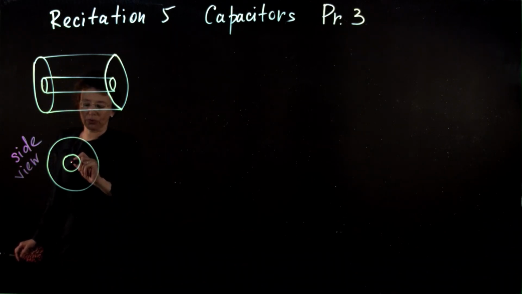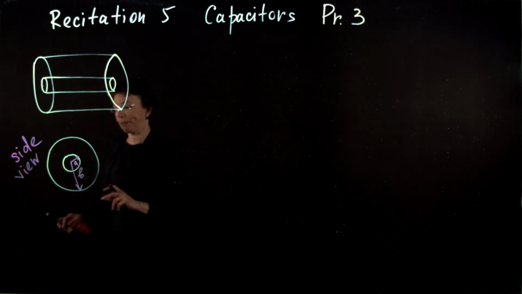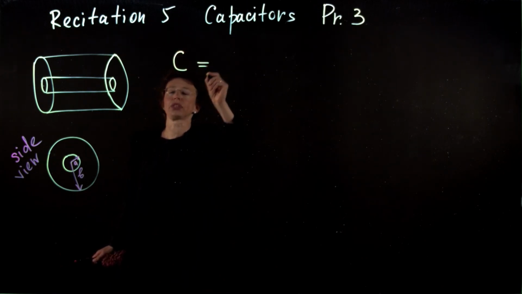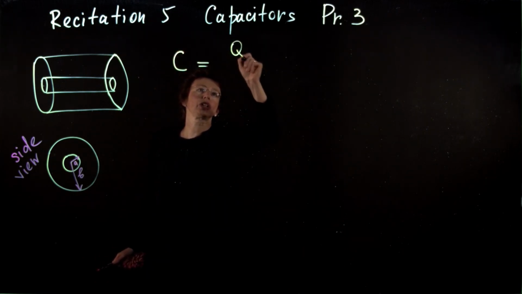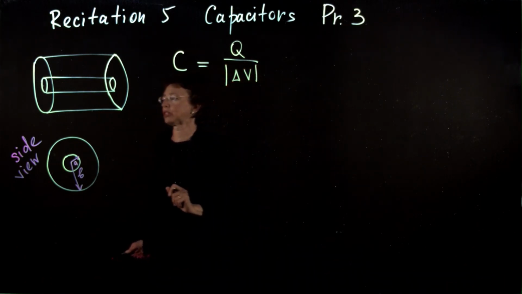So the radius of the inner shell, let it be A. The radius of the outer shell, let it be B. And I'm looking for the capacitance of this system. And by definition, capacitance is Q divided by delta V, absolute value.